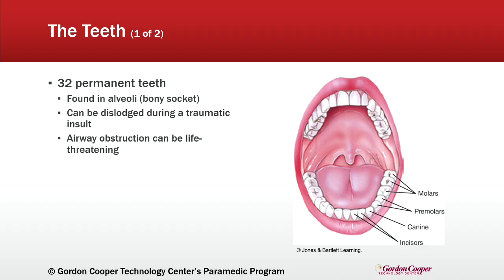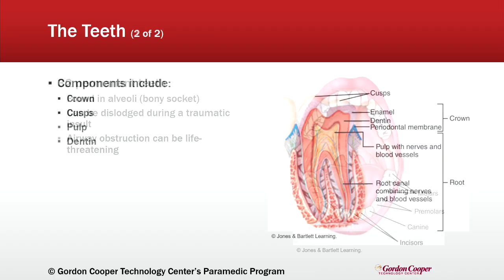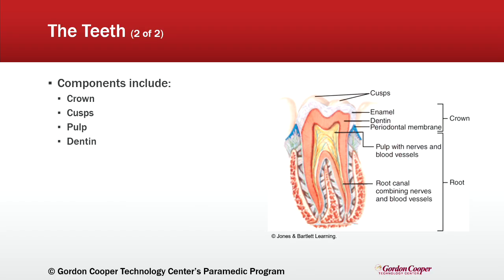A normal adult has about 32 permanent teeth, and that's if they still have all their teeth, which are held in by the bony sockets called alveoli. Teeth can become dislodged during a forceful injury to the face, and a loose tooth can be a life-threatening airway obstruction if it winds up going down the throat. You should know the different types of teeth and their parts, which include the crown, the cusp, the pulp, and the dentin. We can see all those here in that picture on your screen.